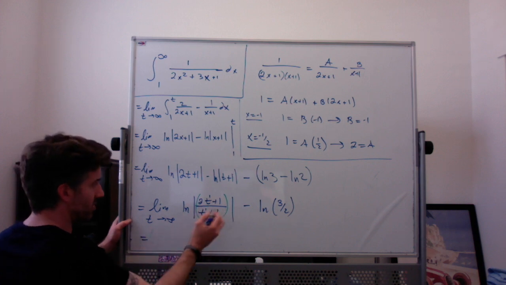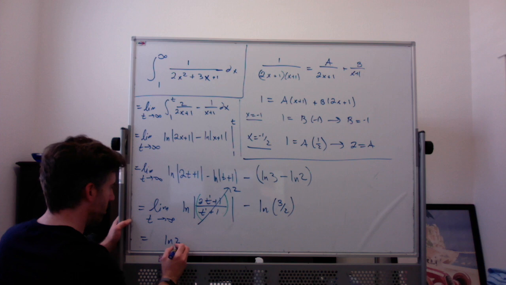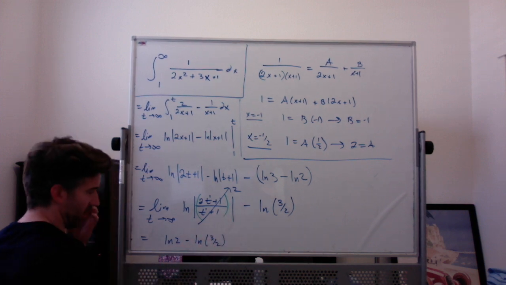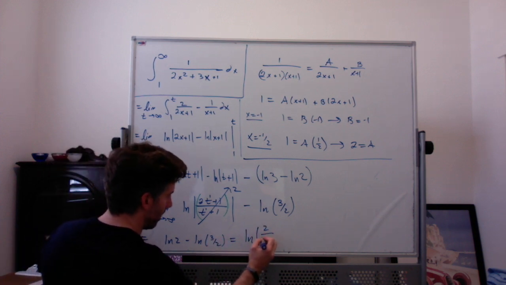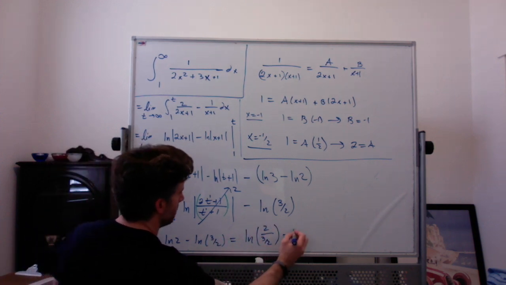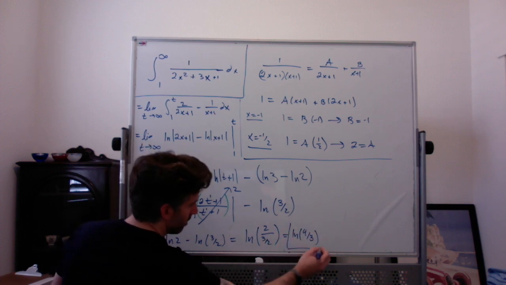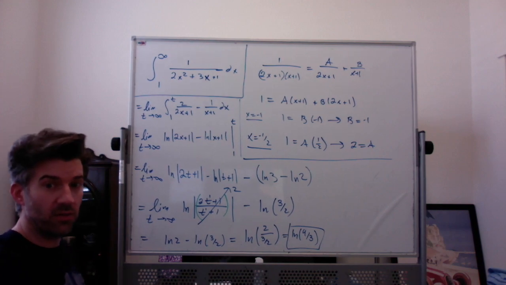So this is going to go to 2, which means I get the natural log of 2 minus the natural log of 3 halves, which you could leave like that, or you could combine it into one logarithm and say it's the natural log of 2 divided by 3 halves, which is the natural log of 4/3. Right, flip and multiply. So this integral does converge, and it converges to the natural log of 4/3. Kind of neat.